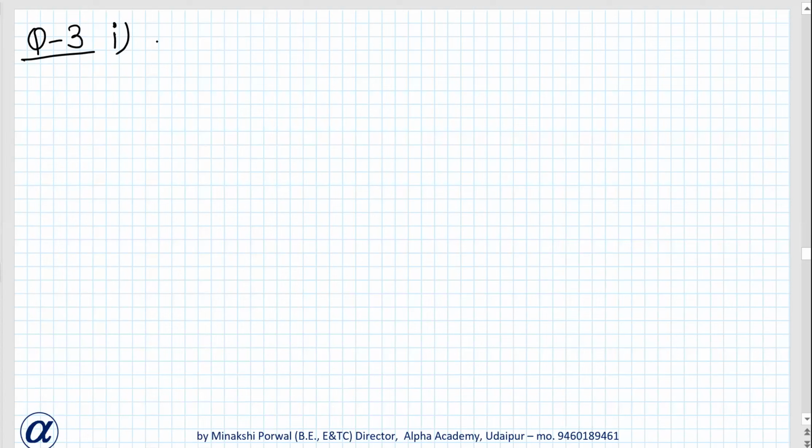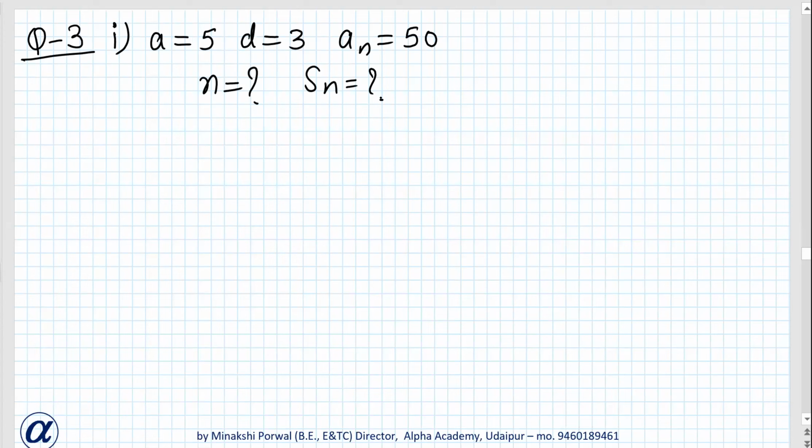First part: a is 5, d is 3, an is 50, find n and Sn. Here in the third question, every part is different, so we have to think how we can find it. If we know An, we write the formula An equals A plus (N minus 1)D. Here we know An, A and D, so this can be used to find the value of N.